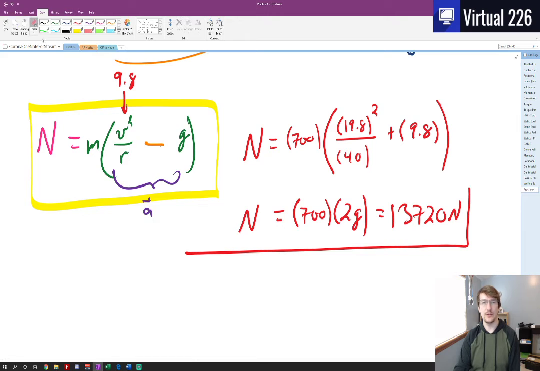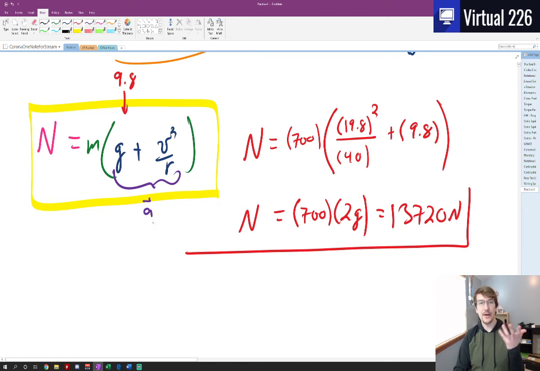Or rather, it would be rewritten like this. It'd be written as g minus v squared over r. So that's how you could write it in the previous problem. We could write it with the plus sign here the way we did it. So that's just a quick little example of some centripetal forces.